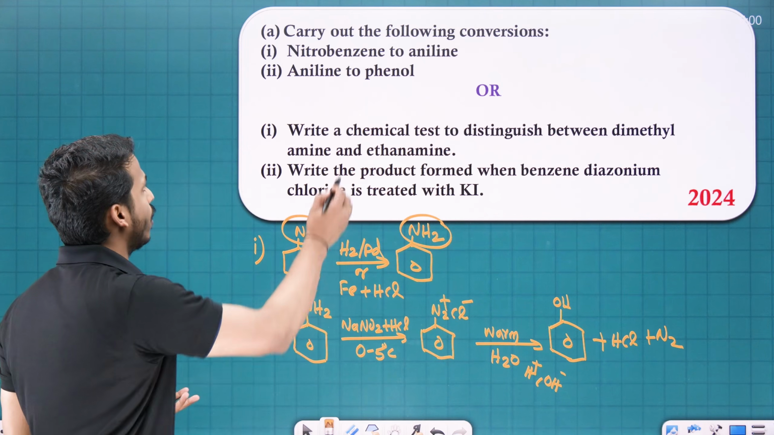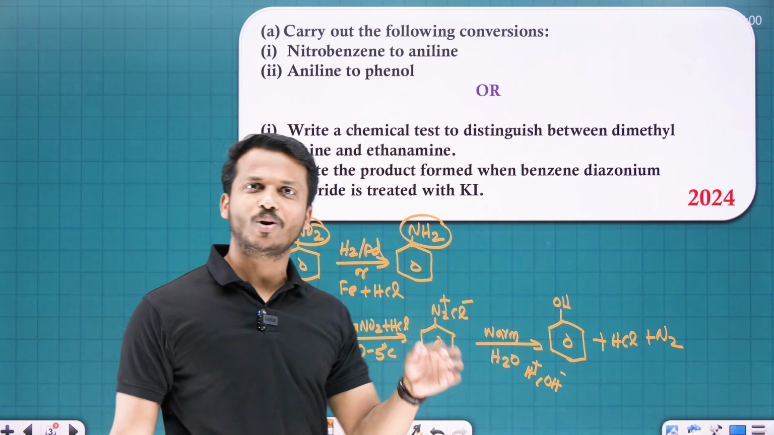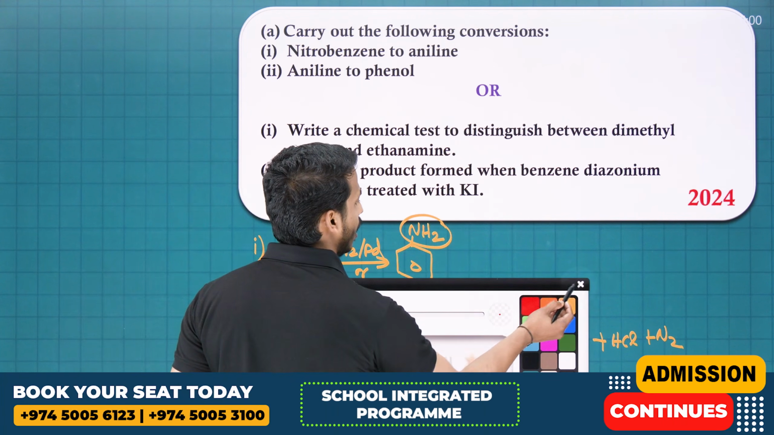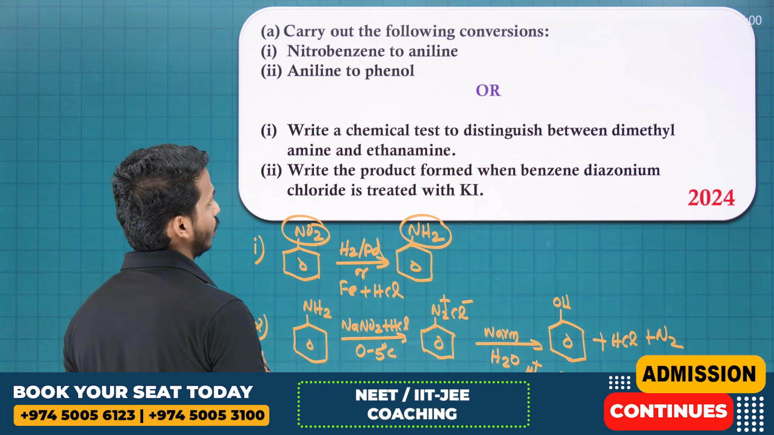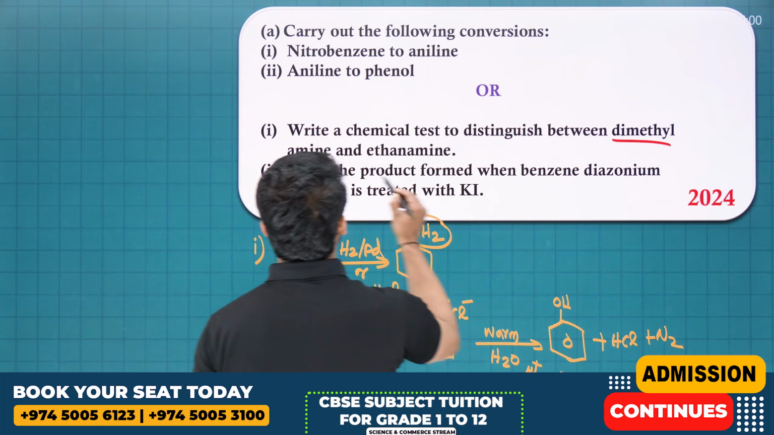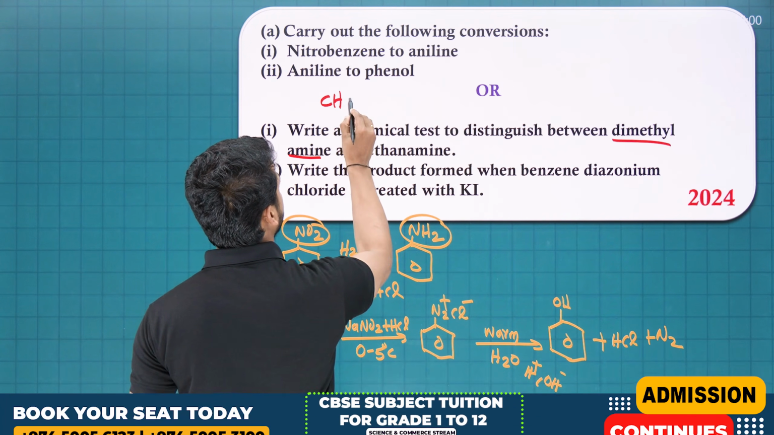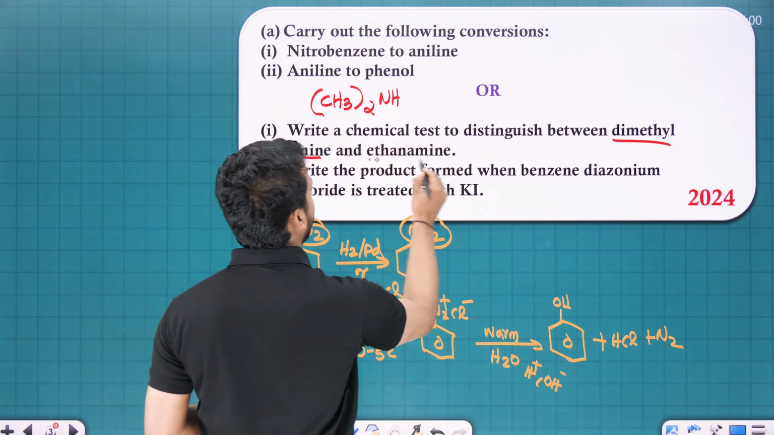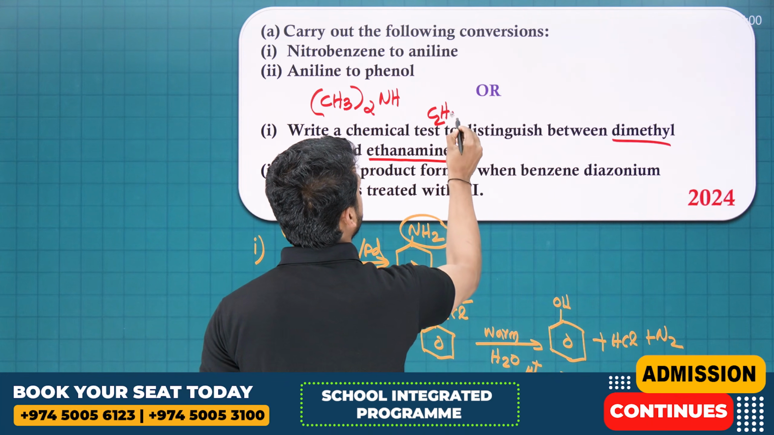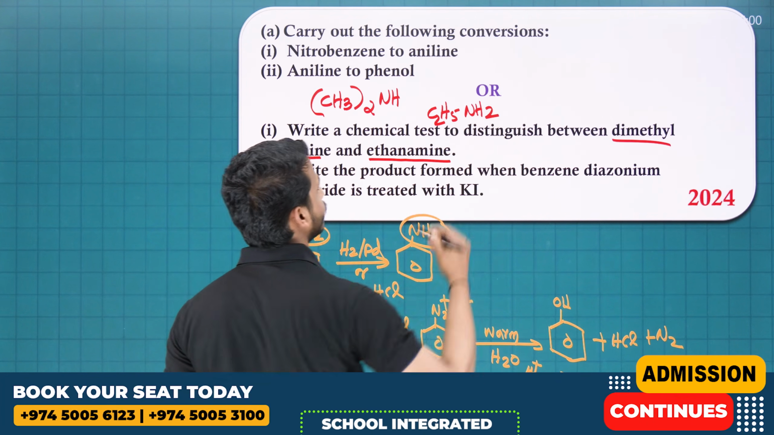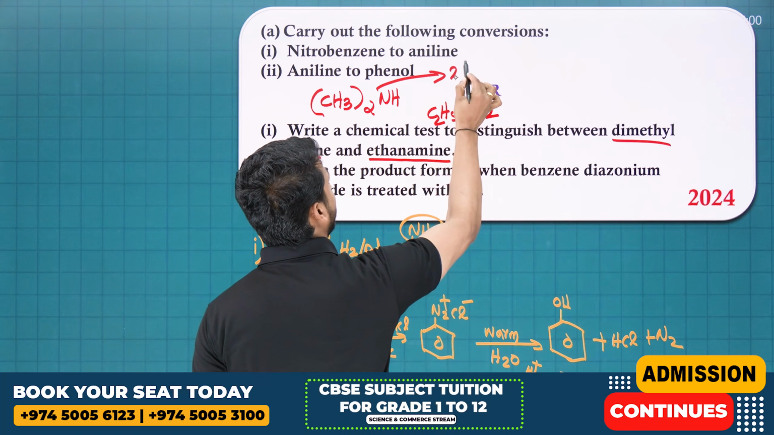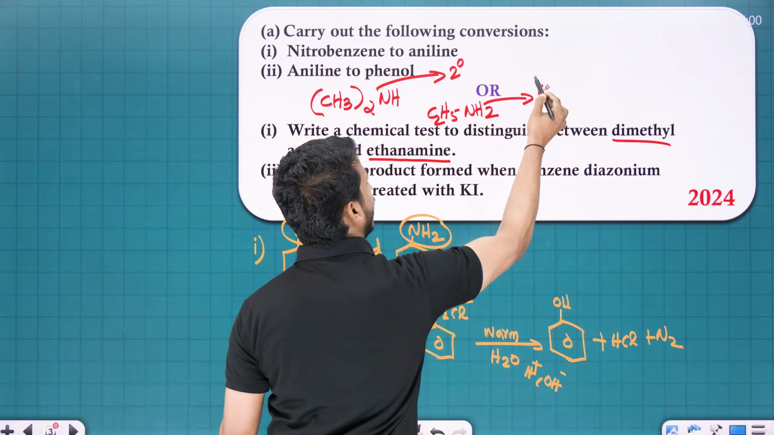That's it. Now one more question is also there during the exam; anyone needs to be written. Anyway, we can discuss the question. Write a chemical test to distinguish between dimethylamine, that is (CH3)2NH, and ethanamine, that is C2H5NH2. Very simple. This one is a secondary amine, and this one is a primary amine.